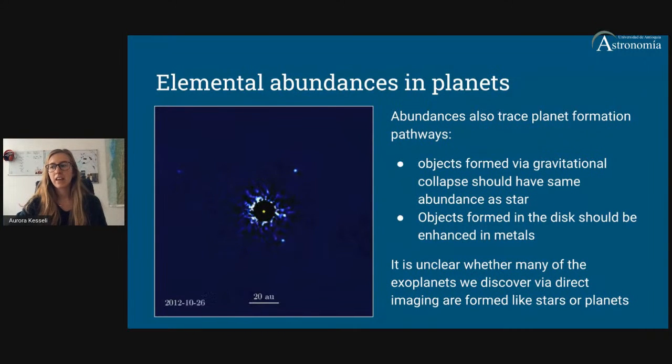And so this is something that we're kind of on the edge of being able to do. We haven't really been able to do this yet, but this is kind of the future and what we hope to be able to do with a lot of these directly imaged planets.